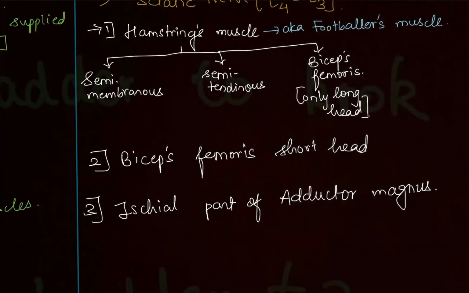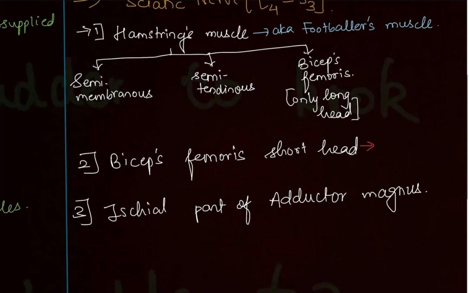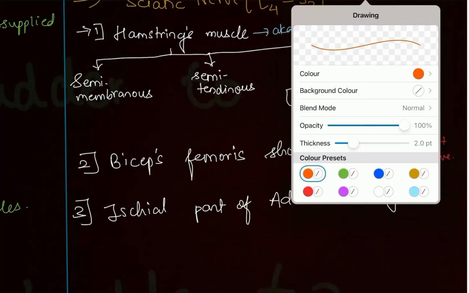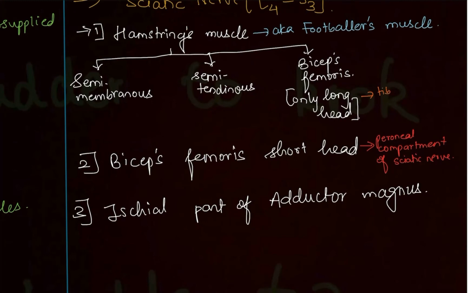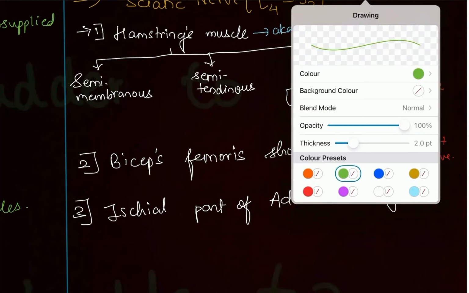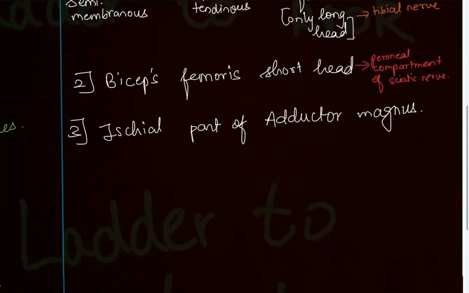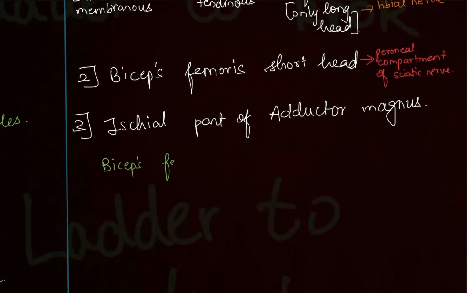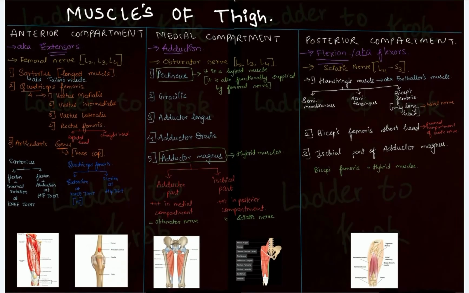Now the short head of biceps femoris is specifically supplied by peroneal compartment of sciatic nerve. And this long head of biceps, it is supplied by tibial nerve. Hence, biceps femoris is also having two nerve supply. So biceps femoris is also a hybrid muscle. So in this muscles of thigh, how many hybrid muscles we have studied till now? 3 hybrid muscles. Okay. Remember the nerve supply for them and remember all the muscles which are present in which compartment.